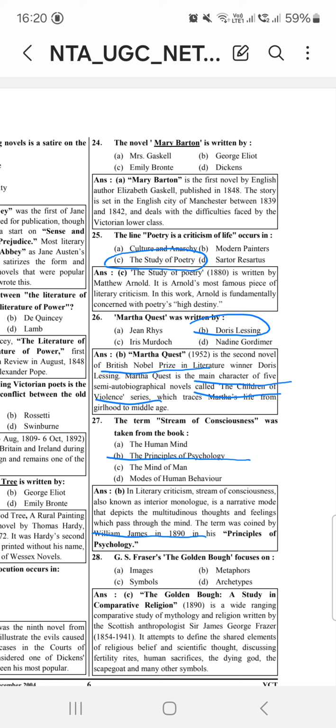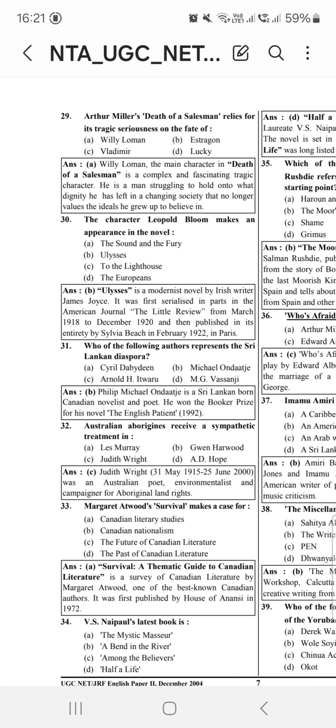Question 28. G.S. Fraser's The Golden Bough focuses on symbols. Question 29. Arthur Miller's Death of a Salesman relies for its tragic seriousness on the fate of Willie Loman. That's the main character in Death of a Salesman. Question 30. The character Leopold Bloom makes an appearance in the novel Ulysses.